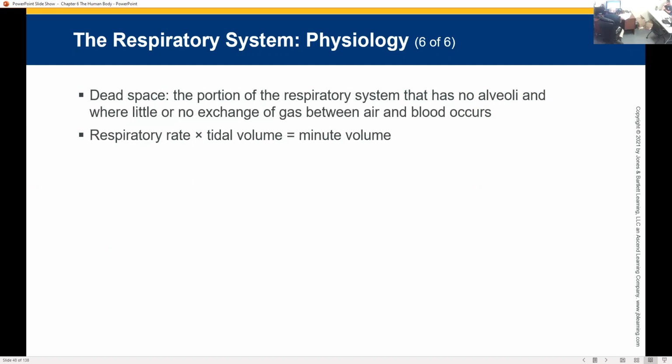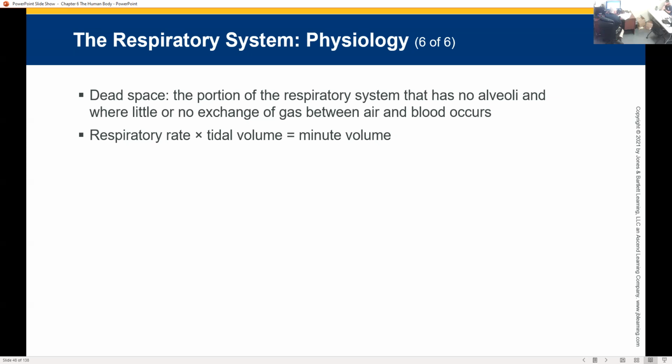You'll see this calculation on the test. Let's say your respiratory rate is 12 and the tidal volume is 500. Your minute volume is 6,000. 6,000 is a good amount. If you start increasing the respiratory rate and dropping the tidal volume, it affects your minute volume dramatically. Minute volume is the amount that's actually being exchanged in your lungs. Respiratory rate is just breaths per minute.